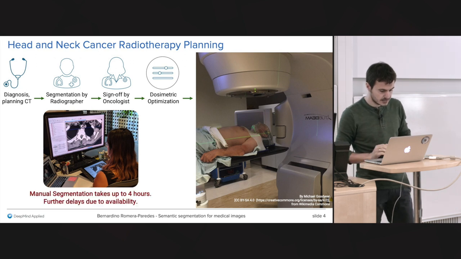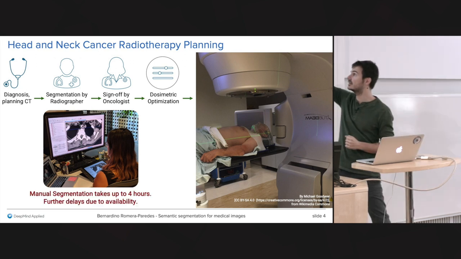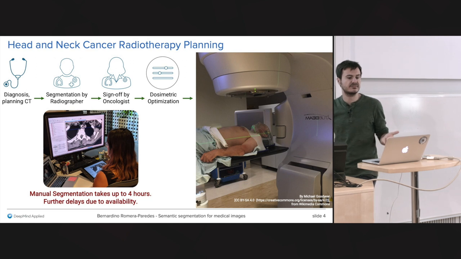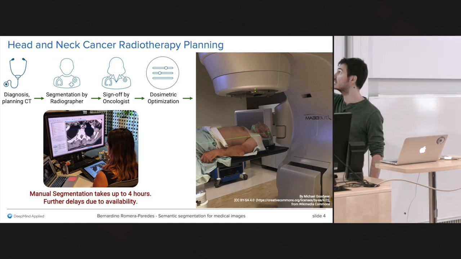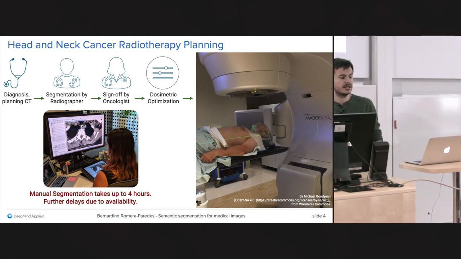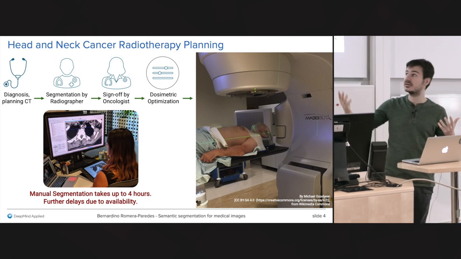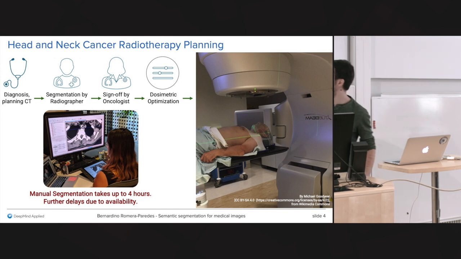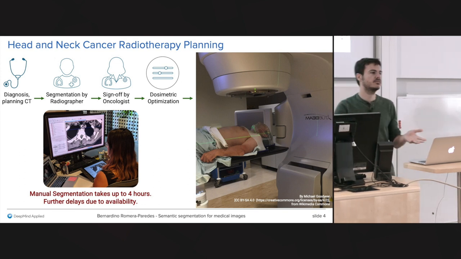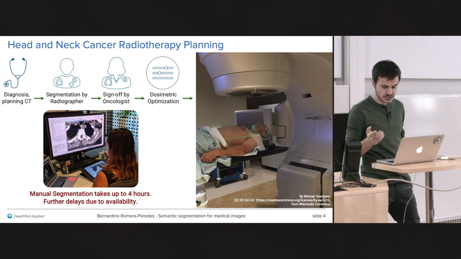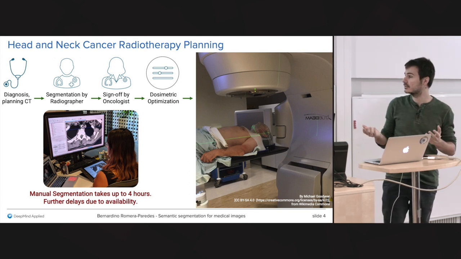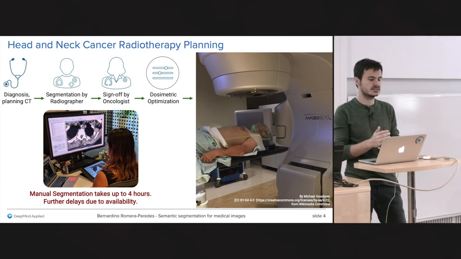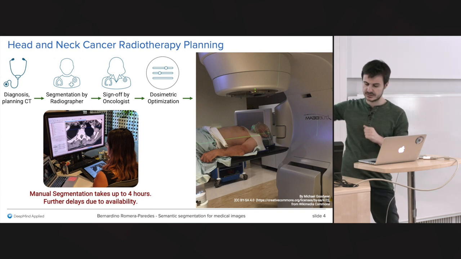Usually this process takes a radiographer and an oncologist around 4 hours, but given that they also have many other things to do and many, many patients, what it takes for a patient to go from this stage to there is around 4 to 6 weeks. So the main purpose of our project here was to make this time shorter.